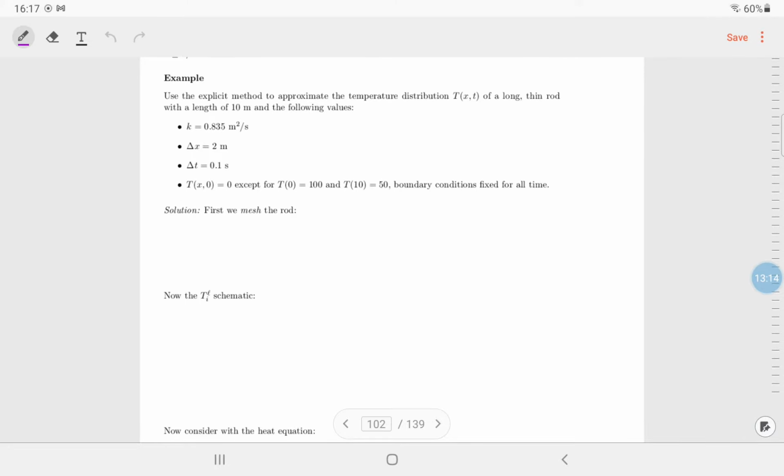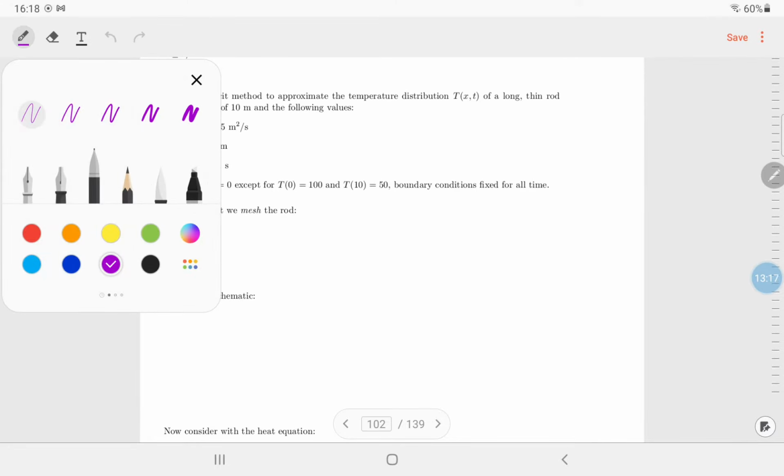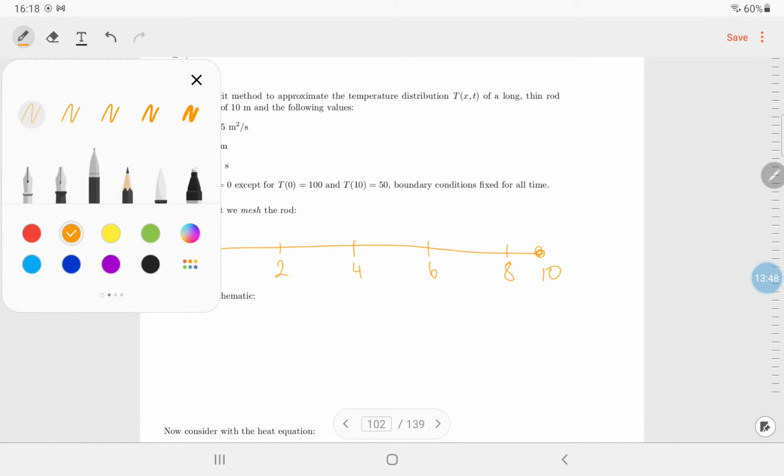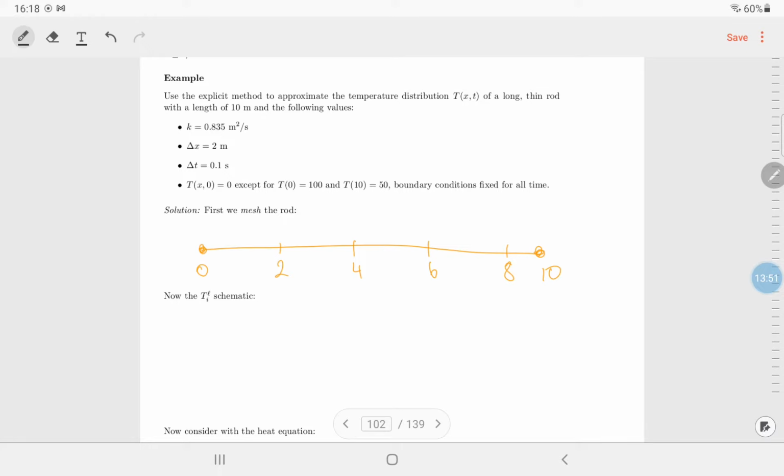Right. So let's mesh the rod. Mesh means cut it up into pieces. 0, 10, and we're doing a delta X of 2 meters. So that's 2, 4, 6, 8. And we've got delta T, we'll deal with that later. So this is 2 meters, 4 meters, 6 meters, 8 meters. In terms of the notation, though, this is going to be T1 at a certain time, T2, T3, T4.